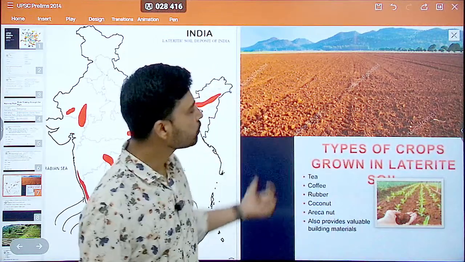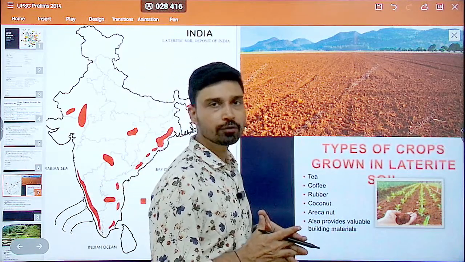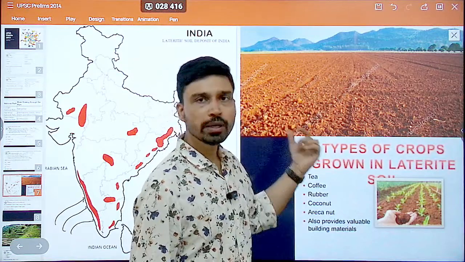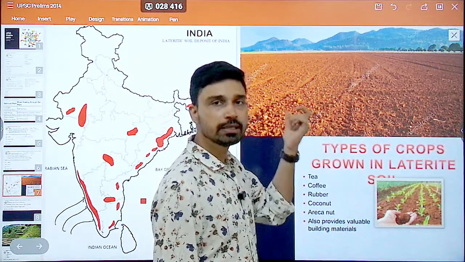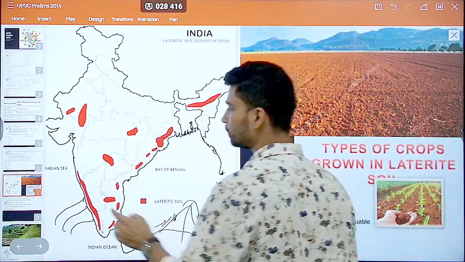So basically laterite soil, in other words, is well known for plantation crops. That is what it is about. Also as you can see from the picture here, this is laterite soil, and in the first option it was given that the soil is red in color, so that obviously is correct, as you can see from the image given here also.